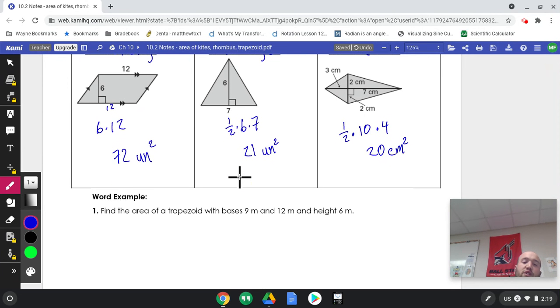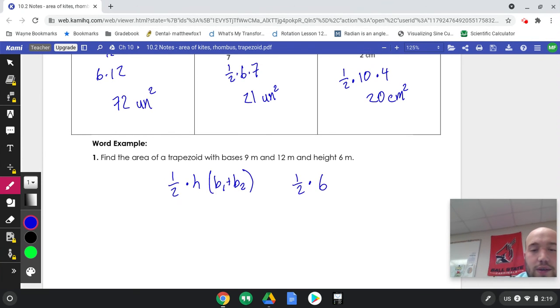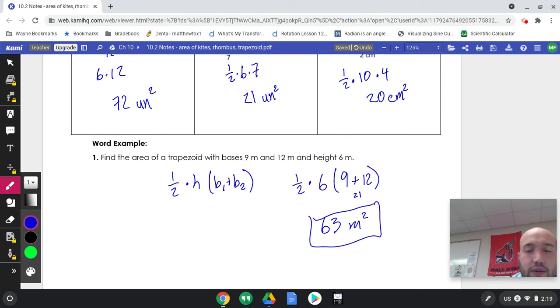Okay, we're just about done. The final one, there's no picture, but it's pretty easy. They tell us in words. It tells us it's a trapezoid. It tells us the bases and the height. Follow the same formula: 1/2 times the height times whatever base 1 plus base 2 is. So in our case, 1/2 times 6 times 9 plus 12. 9 plus 12 gives us 21. Half of 6 is 3. 3 times 21, 63 meters squared. That would be our final answer.